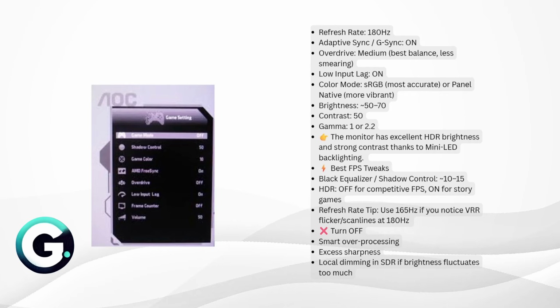And for the FPS tweaks, basically if you're mostly gaming for first-person shooters, you want to turn on the black equalizer or shadow control at 10 to 15, HDR at off. The refresh rate is going to be somewhere around 165 if you notice VRR issues, scan lines, flicker, ghosting, and many more. And ideally, you want to turn off the following settings, which are the smart overprocessing, the excess sharpness, and the local dimming in SDR if brightness fluctuates too much.